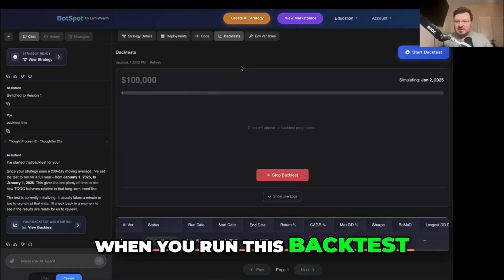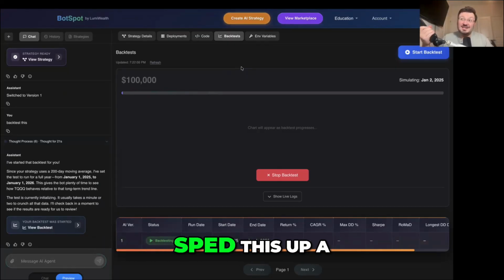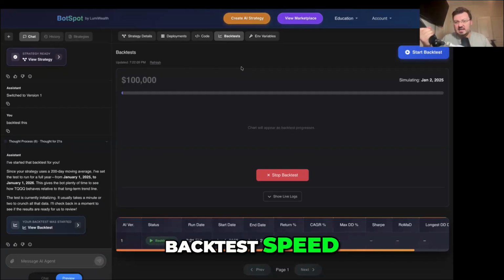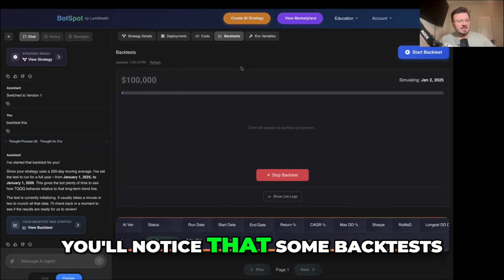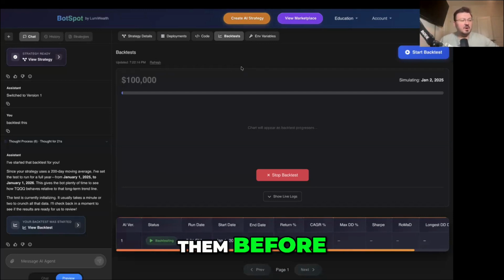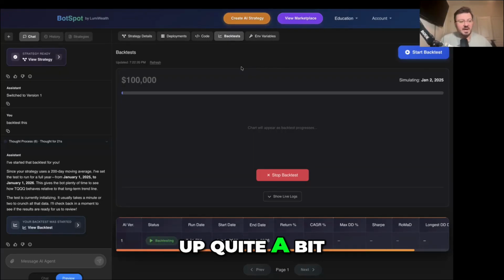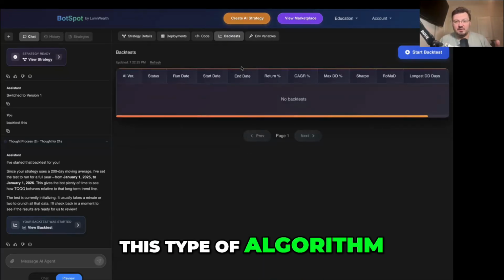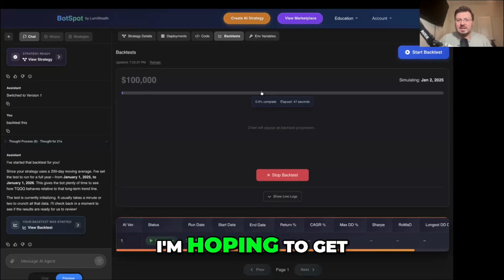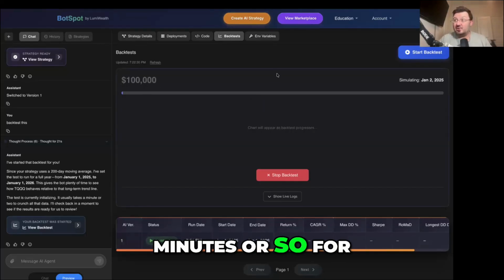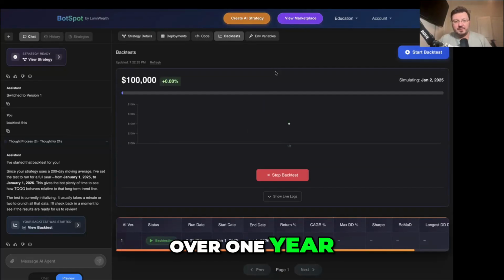When you run this backtest, you also notice that we've sped this up a lot. We've really, really been working on backtest speed. If you were using them before, things that might have taken an hour might be down to about 5 minutes now, right? We've sped things up quite a bit, and we're still working on making them even faster. This type of algorithm, for example, I'm hoping to get down to about 2 minutes or so over 1 year, okay?